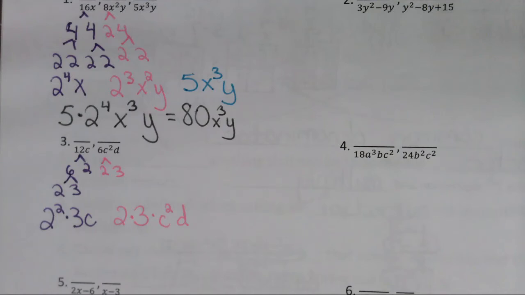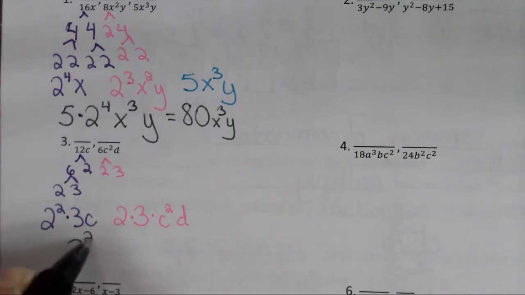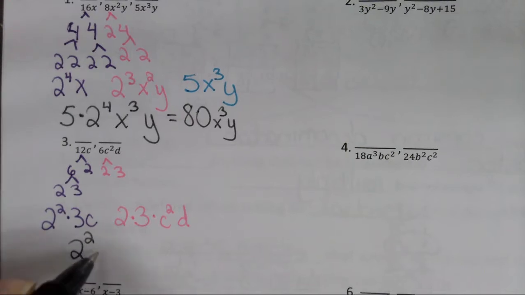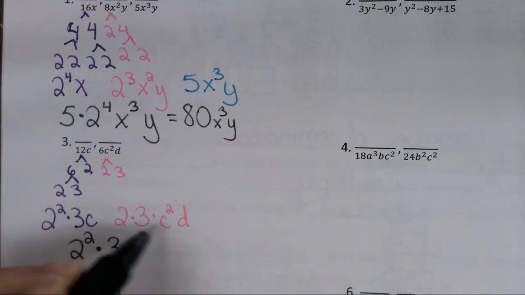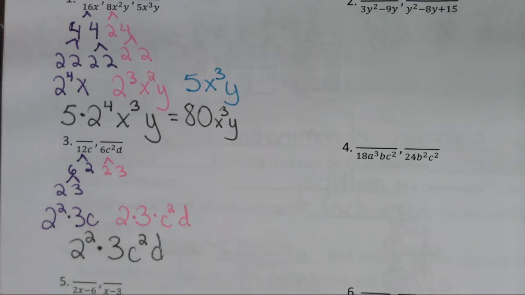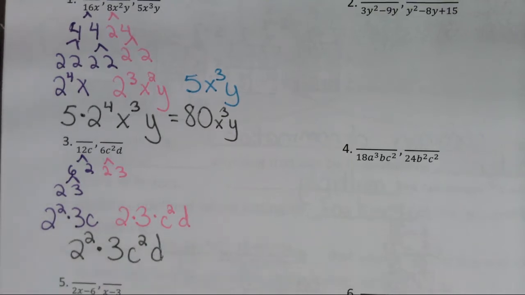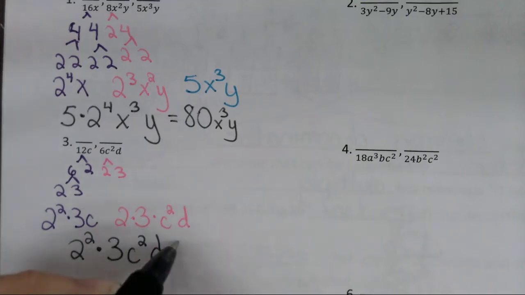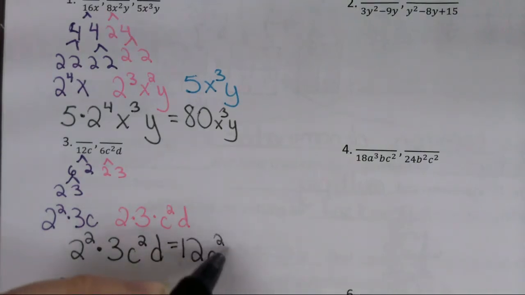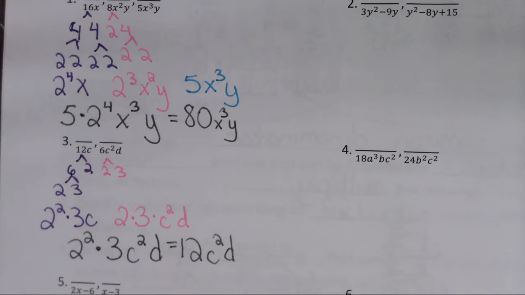So the common denominator, which one has the most amount of 2's? This one. So 2 of them will be included. What's the most amount of 3's included? Just 1. It's kind of a tie. Most amount of c's, 2. And most amount of d's is 1. So 2 to the 2nd times 3 gives me 12, c squared d. Let's do the last monomial one before we take a look at the polynomials.